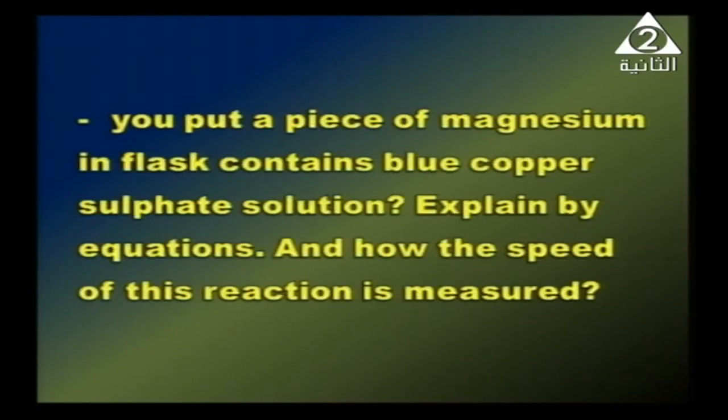If you put a piece of magnesium in a flask containing blue copper sulfate solution, explain by equation and how the speed of this reaction is measured. What happens if you put a piece of magnesium ribbon in a flask containing copper sulfate? Also write the equation and determine how the speed of this reaction can be measured.